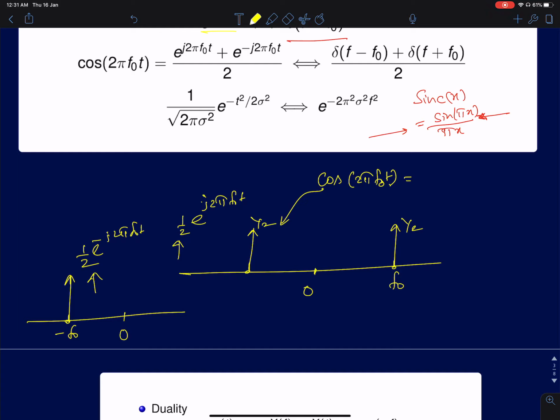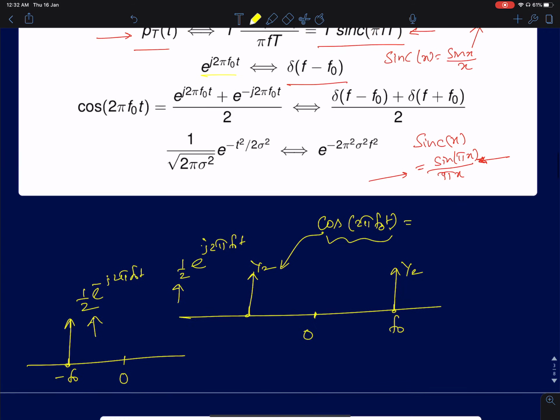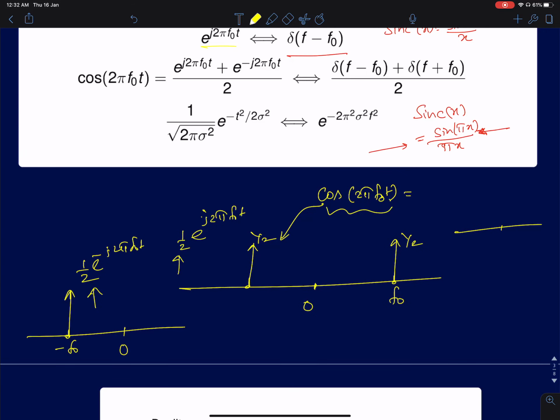Okay, so now again, if you remember, cos 2 pi f naught t is a real and even function. Cos x is an even function, right? Your cosine function, at the origin, will be like this, near the origin. On the other hand, the sine function is an odd function, near the origin.